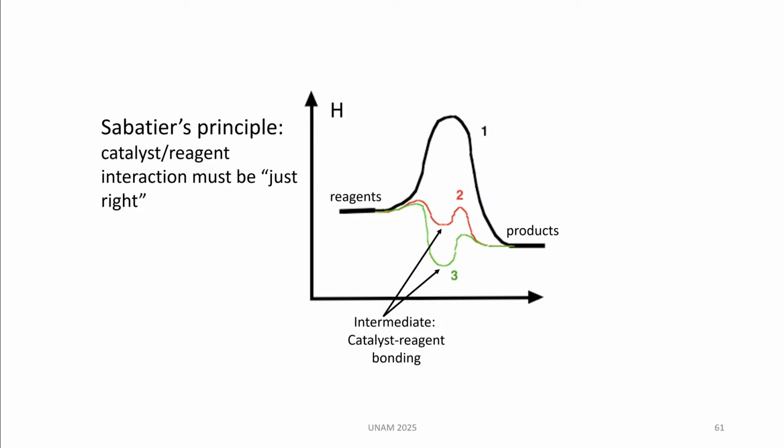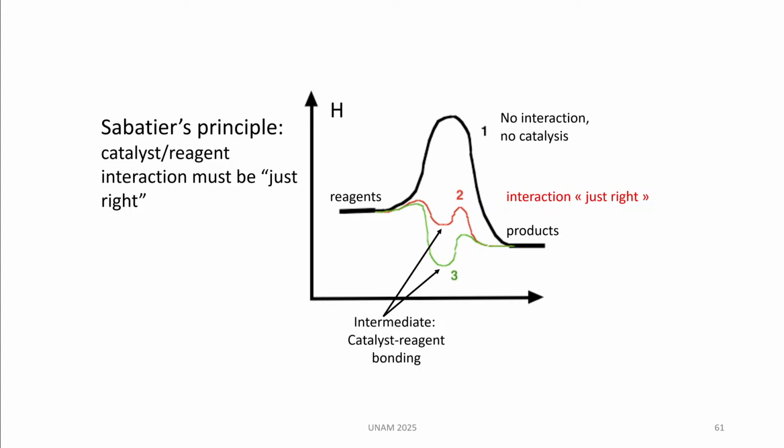Here you have a reaction in the presence of a catalyst with a moderate affinity for the reagents. It will form some kind of intermediate which is at moderate energy. As a result, the energy barriers here will both be rather low. That's the best possible catalyst.